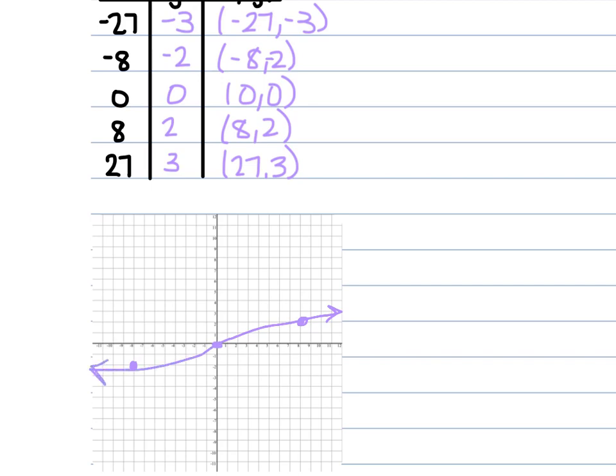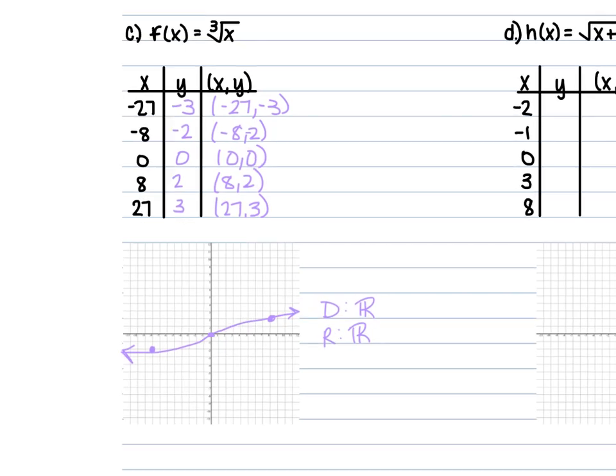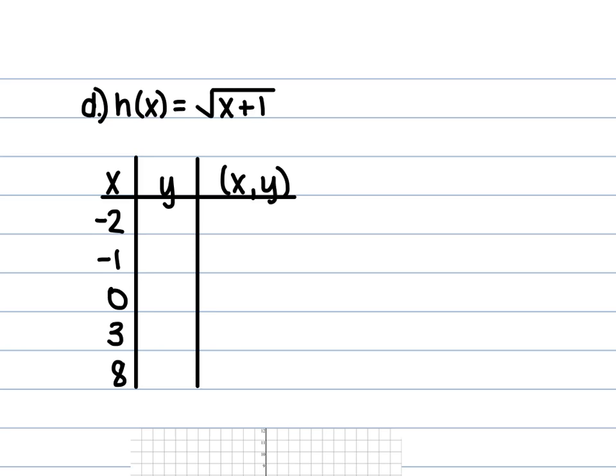But again, your domain is all real numbers. You could also write it like this. Your range is also all real numbers. You can write it there too. Okay, it goes right to left to infinity, from negative infinity to positive infinity, and up and down from negative infinity to positive infinity.